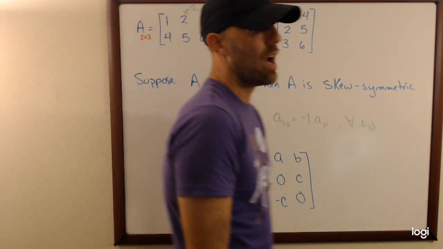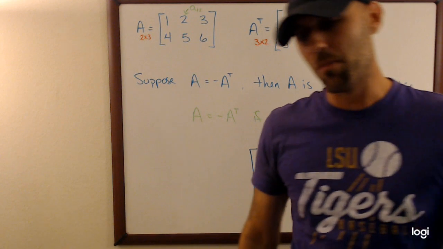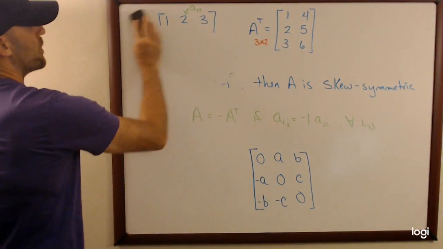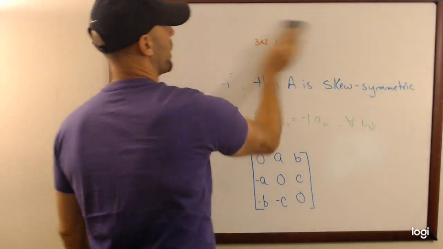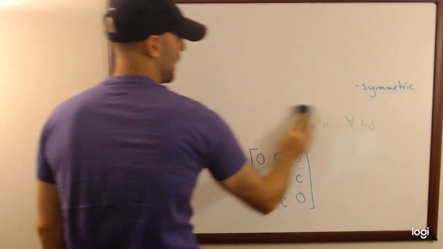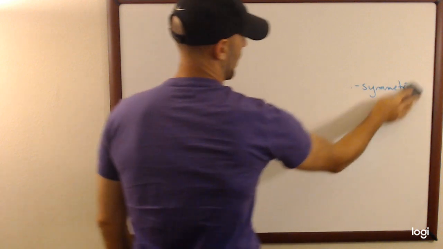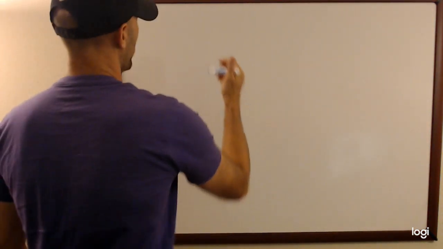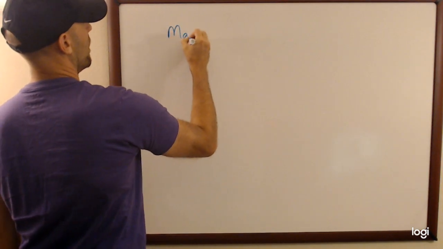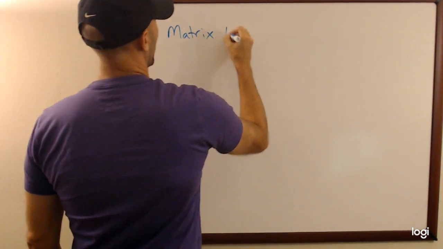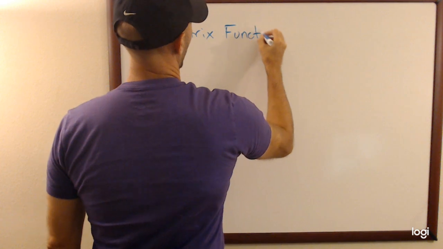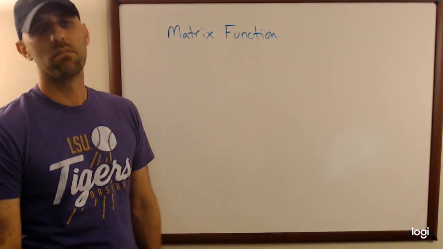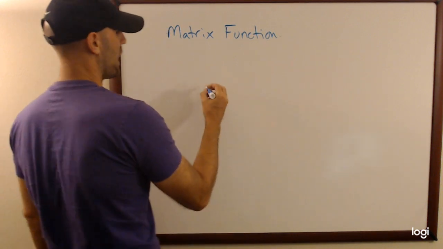Okay. And I've got one more thing here. One more definition. And this is another one of those things where you can read it and pretty much know exactly what it's supposed to be. We've got a matrix function. What is a matrix function? Well, it's a matrix with functions in it. That's it. It's not complicated, right?